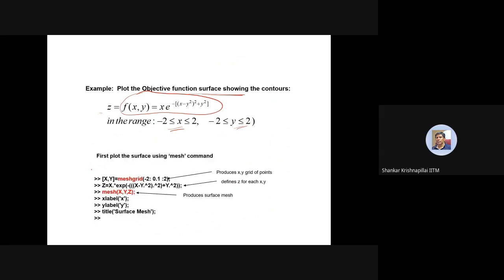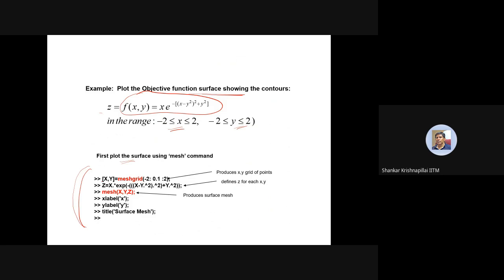Then just one example: plot the objective function surface and the contour. This is the objective function, and the x range is -2 to 2, y range is -2 to 2. Let us plot the objective function surface first, and then ask MATLAB to draw the contours. You have to remember this code. When I give the first assignment, you have to use MATLAB, so you have to study MATLAB also. This is the command to plot the objective function surface.